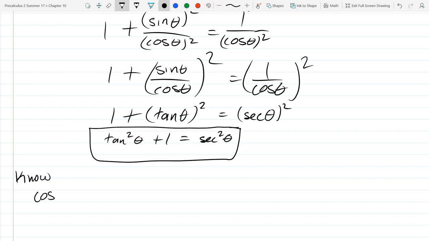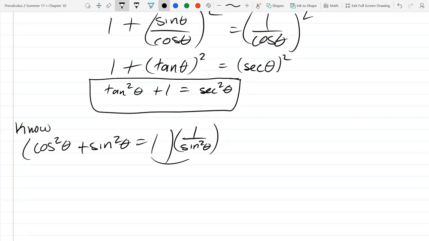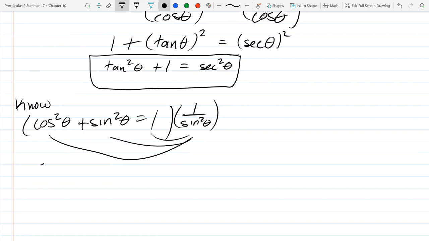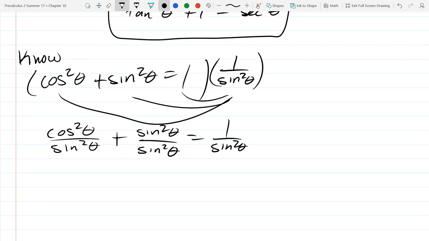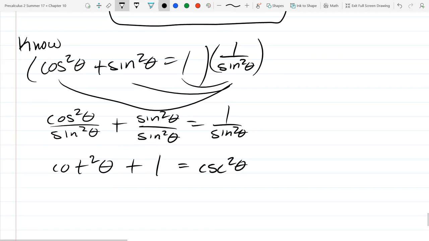So start with what we know again. Cos squared plus sine squared equals 1. And instead of dividing by cos squared, divide by sine squared, or multiply by the reciprocal of sine squared. And there's, again, three things, just like before, to distribute to. I'm going to take a few less steps here. Okay. Cos squared over sine squared, well, that's basically tangent, but it's tangent squared. Sine squared over sine squared, that's easy, that's 1. Ooh. That's not tangent, that is cotangent. Cotangent squared. 1 over sine squared, cosecant squared theta. All right, so this is our last Pythagorean.